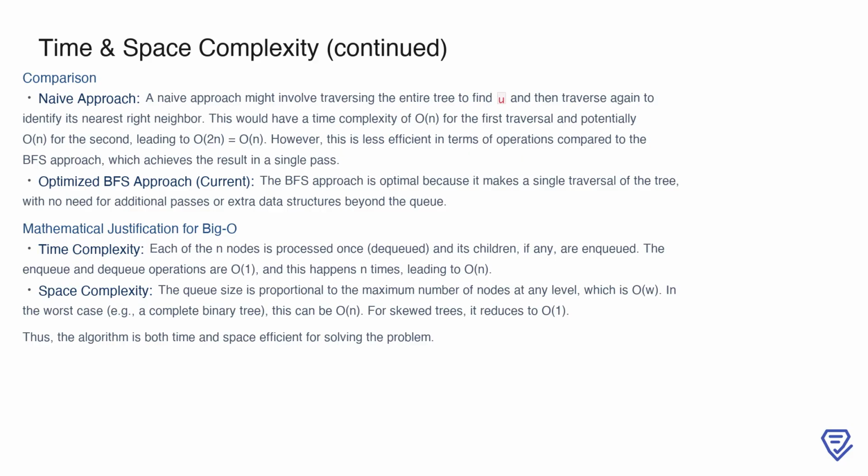Here's the mathematical reasoning behind the BFS approach. For time complexity, each of the n nodes is processed exactly once, dequeued and, if applicable, its children enqueued. Since enqueue and dequeue operations are O(1), the total time complexity is O(n). For space complexity, the size of the queue is proportional to the maximum number of nodes at any level, which is O(w). In the worst case, such as a complete binary tree, this width becomes O(n). For skewed trees, this reduces to O(1). This demonstrates that the BFS approach is both optimal and efficient in terms of time and space for solving this problem.